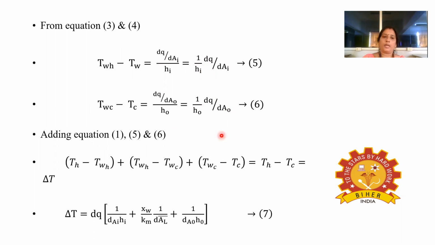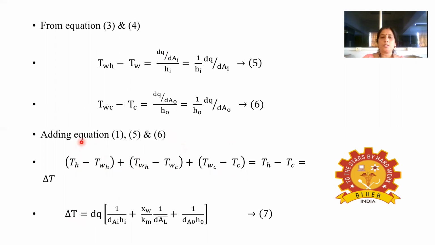Now we are going to add equations 1, 5 and 6. So TH minus TWH plus TWH minus TWC plus TWC minus TC. Here, plus TWH and minus TWH will be cancelled. Similarly, plus TWC and minus TWC will be cancelled. So finally, we will get TH minus TC, which is the del T. So now we have to write down the equations for TH minus TWH, TWH minus TWC, and TWC minus TC, so that we will get the del T value.